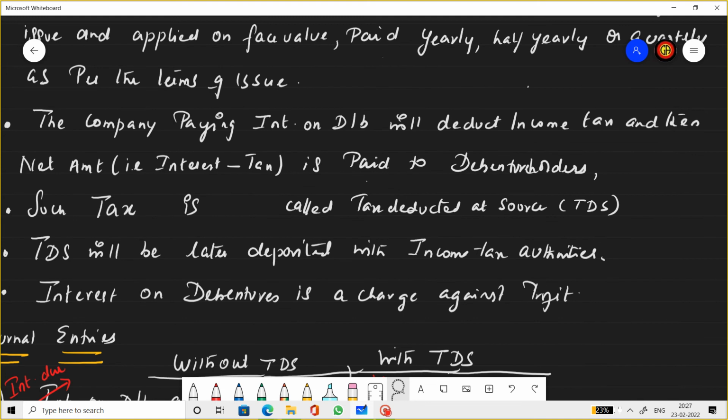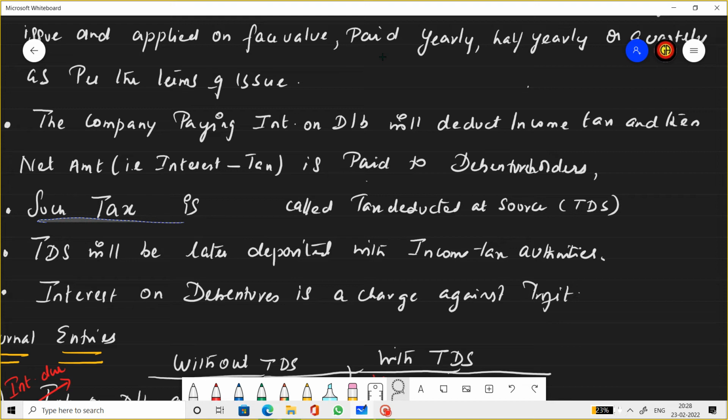Point number 2. The company paying interest on debentures will deduct income tax and then the net amount, that is interest less tax, is paid to the debenture holder. Just like salaries to salary holders, employees, government and organized sectors, they get salary after deducting tax, which we call tax at source. So debenture interest will be paid by the companies to its debenture holder after deducting the tax.